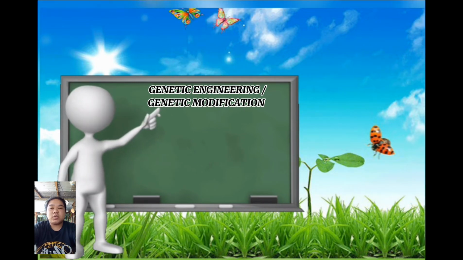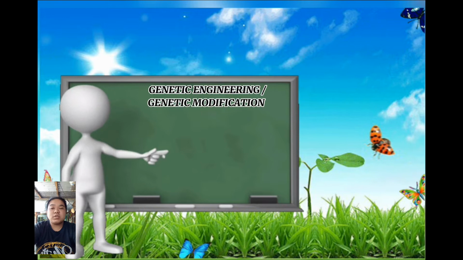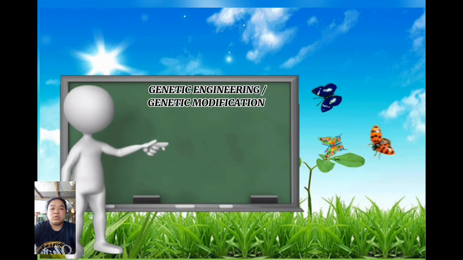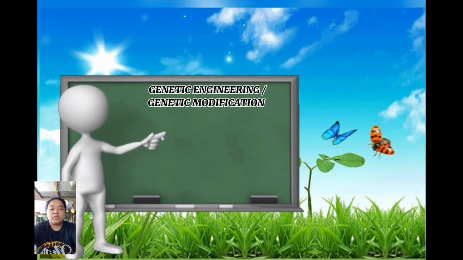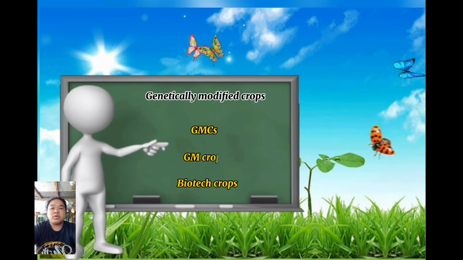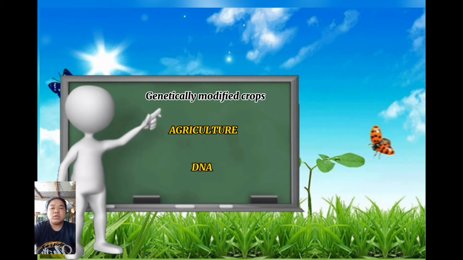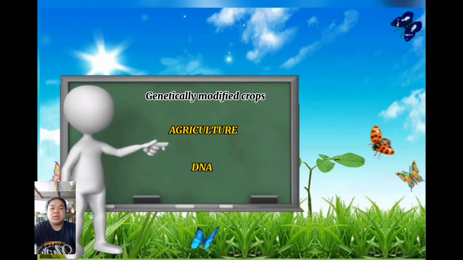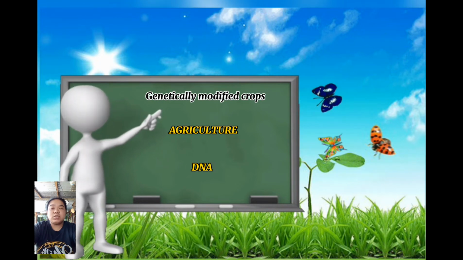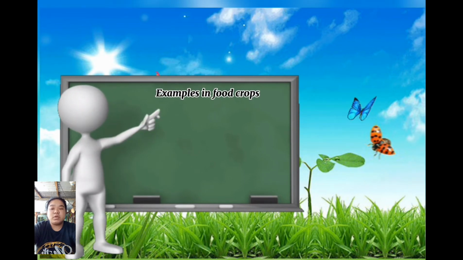It is a set of technologies used to change the genetic makeup of cells, including the transfer of genes within and across species boundaries to produce improved or novel organisms. Genetically modified crops, GMCs, GM crops, or biotech crops, are plants used in agriculture, the DNA of which has been modified using genetic engineering techniques. In most cases, the aim is to introduce a new trait to a plant which does not occur naturally in a species. And here are the examples in food crops.